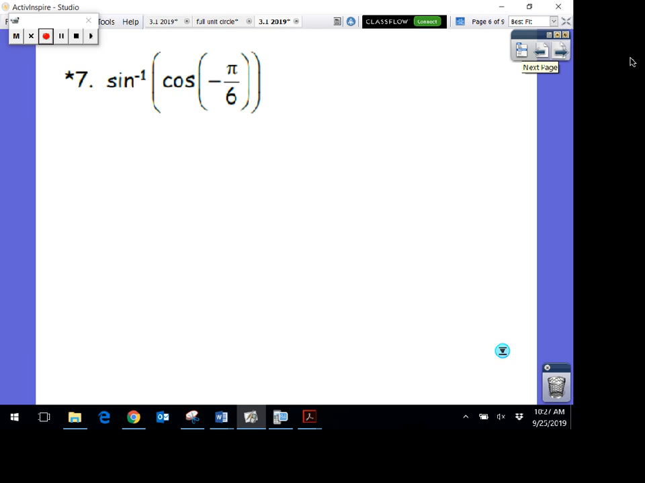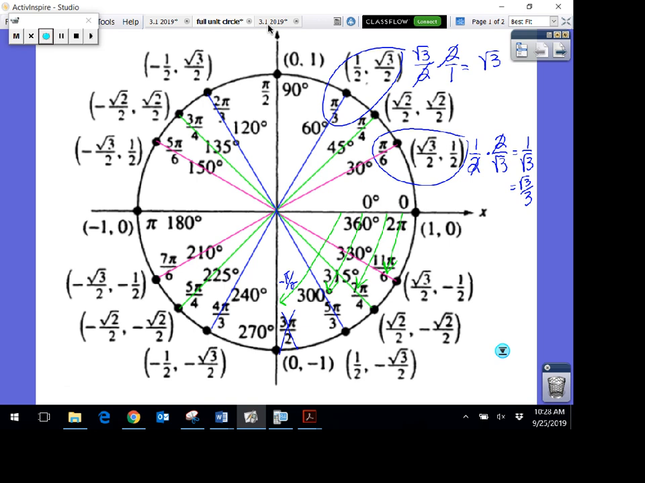All right, the next ones are kind of double problems. Notice you have an inverse on the outside and a regular function on the inside. You could never have two inverses here or two non-inverses. It has to be one or the other. You can't take the inverse of an inverse. You can't take the sine of a sine. It's not possible. You have to work from the inside out. So cosine of negative pi over 6, that's just a unit circle problem. We go to our unit circle. We go to negative pi over 6.